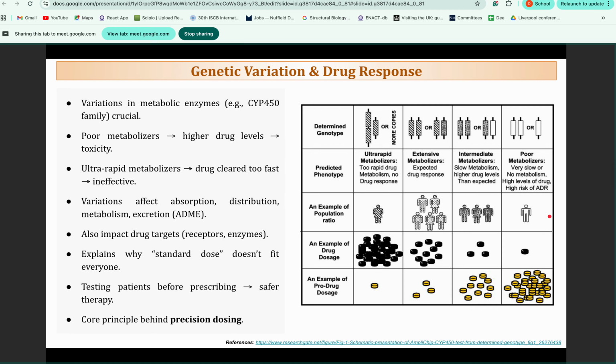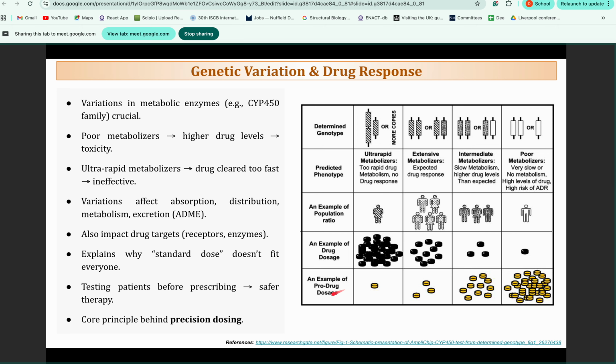If we look at the population, the majority are extensive metabolizers, then intermediate metabolizers, whereas ultra rapid and poor metabolizers are very low, a ratio of 1:5:3:1. Then an example of drug dosage, how much drug should be given. The ultra rapid metabolizers, because they metabolize the drug very rapidly and it clears very fast, require a high dosage. Extensive metabolizers need a slightly higher dosage, though not as high as ultra rapid. Intermediate require a lower dose, and poor metabolizers a very low dose.